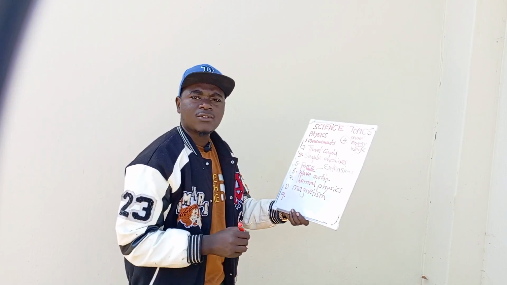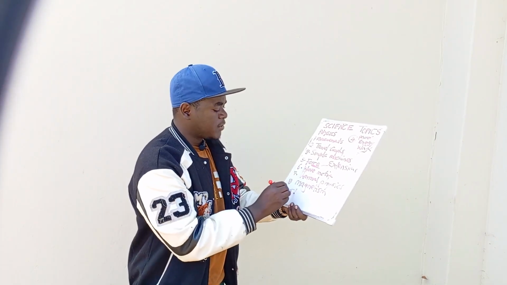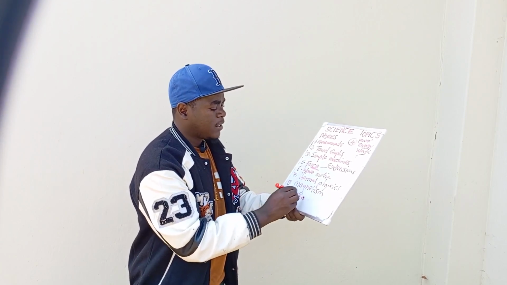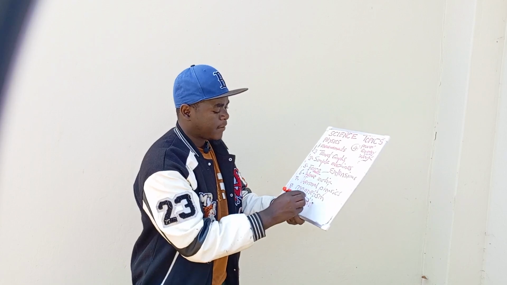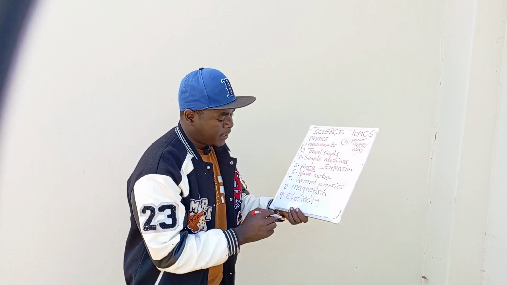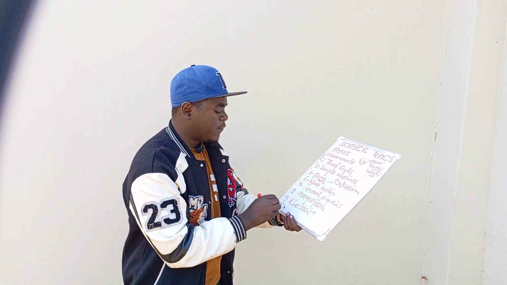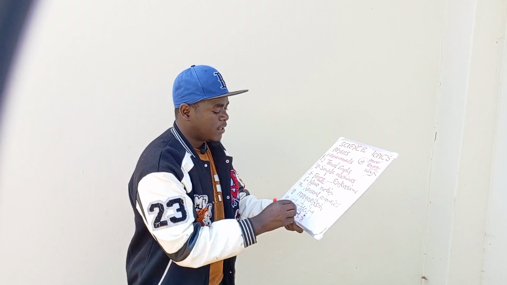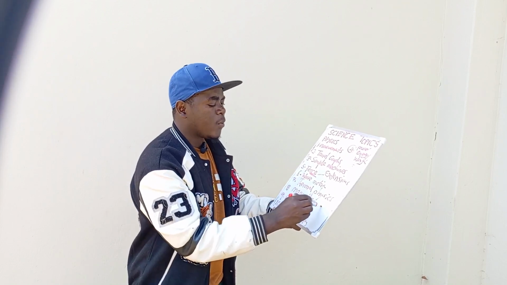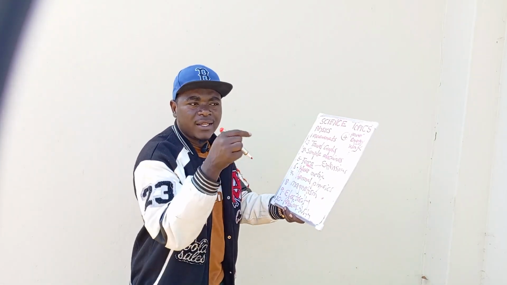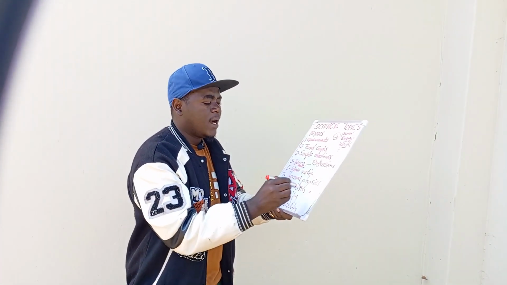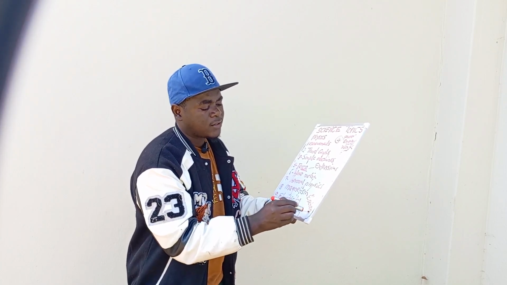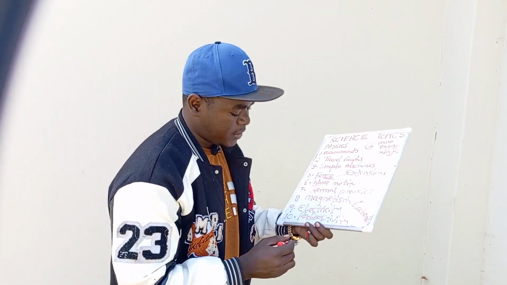We've got the 9th topic, you need to know electricity. So electricity, you need to make sure that you know it. From electricity, we also have radioactivity. So you need to know radioactivity. From radioactivity, we also have another one, the 11th one, which is electronics. So the 11th one is electronics.